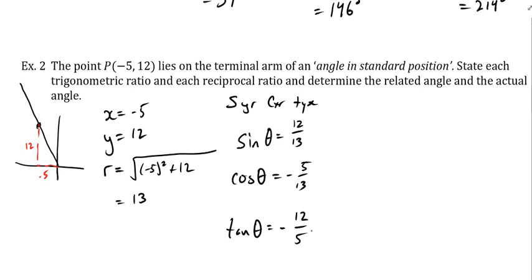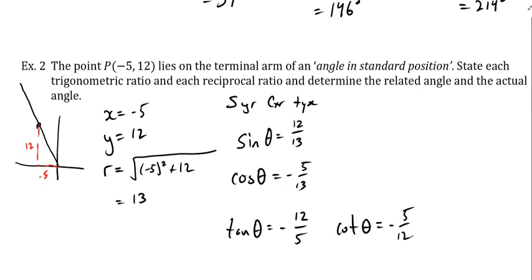What does it mean by reciprocal ratios? Cosine and cotangent. Cotangent is one of them. Cotangent is the reciprocal of tangent, right? So it's the same but flipped. That's what we mean by reciprocal.